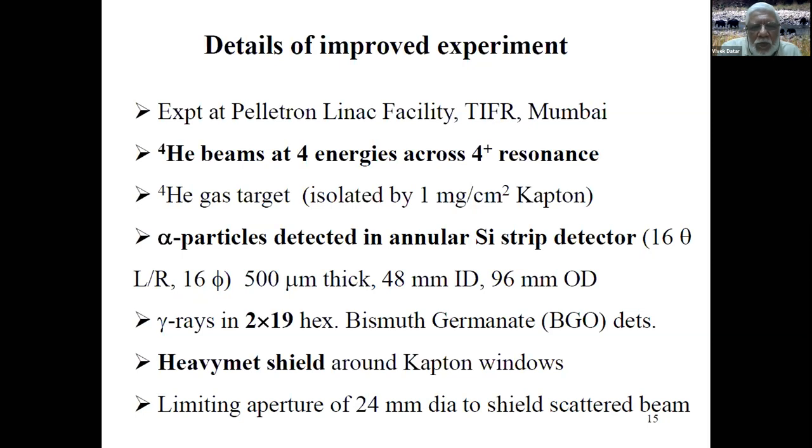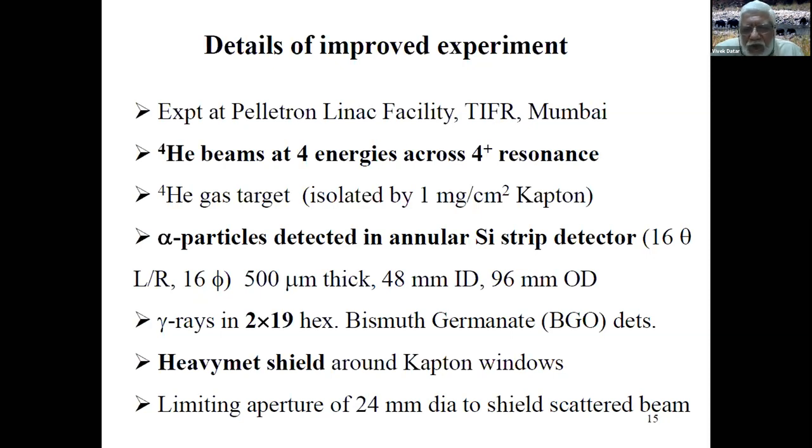The gamma rays were detected now in a bigger array, a 38 detector array, because this was there anyway. We were using it for multiplicity-gated giant dipole resonance measurements, particle measurements, and so on. So we measured these gamma rays in a bigger array, so the individual count rates were even lower now. And the most important thing in my view was that we employed a heavy met shield around the Kapton windows. In the earlier experiment, we had just put some stainless steel blocks, a last minute attempt to reduce the 4.4 MeV gamma rays which come out when alpha inelastically scatters off the carbon in the Kapton foil. And that was causing a huge background that you saw in the earlier two-dimensional and one-dimensional plots. So this was a big improvement.